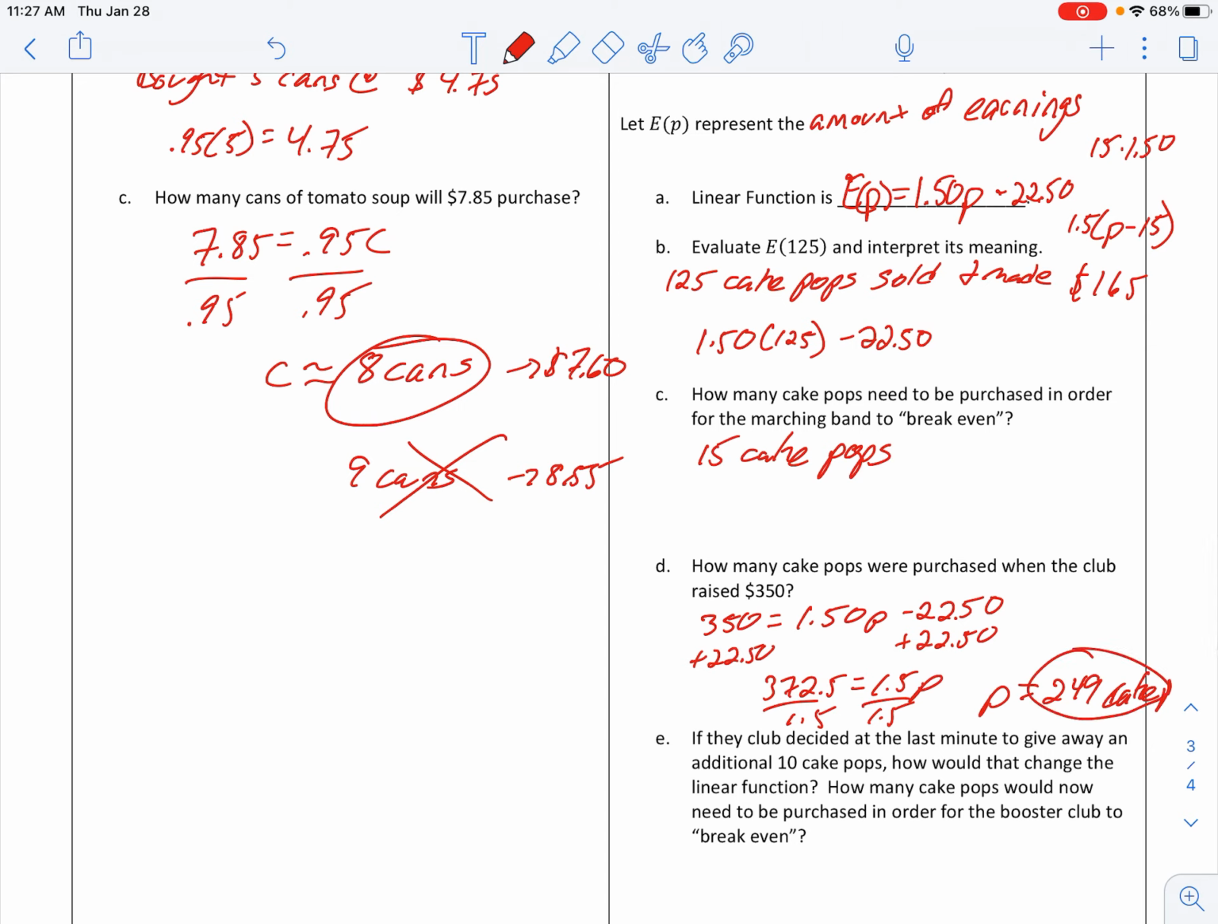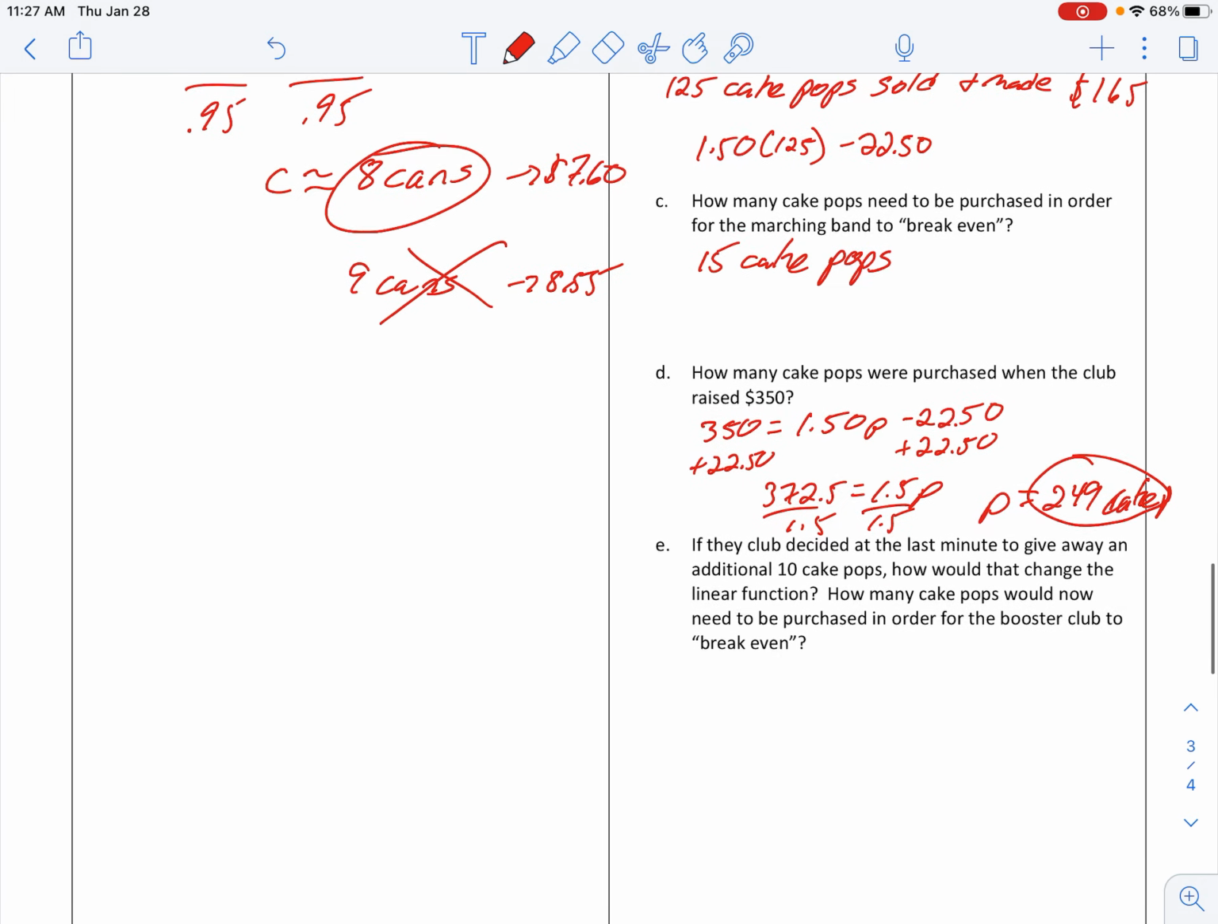The decimal's not nice, and if you said 248 is the answer, you're going to be a little bit short. 1.50 times 248 minus that 22.5, we would be at $349.50. So we'd be short 50 cents there. That's where I do need to round that back up.